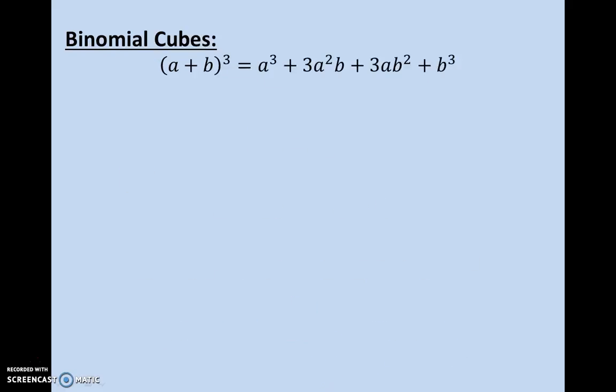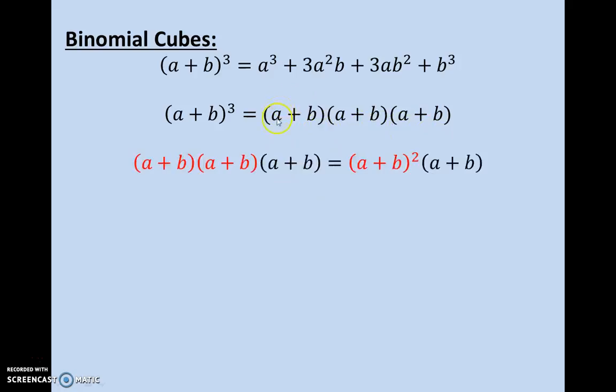Okay, let's move on to binomial cubes. This one's a lot more fun because, of course, there's a lot more multiplying. So now we're looking at the cube of a binomial, and here's its product pattern. What we're doing when we're cubing a binomial is we're actually multiplying it out 3 times.